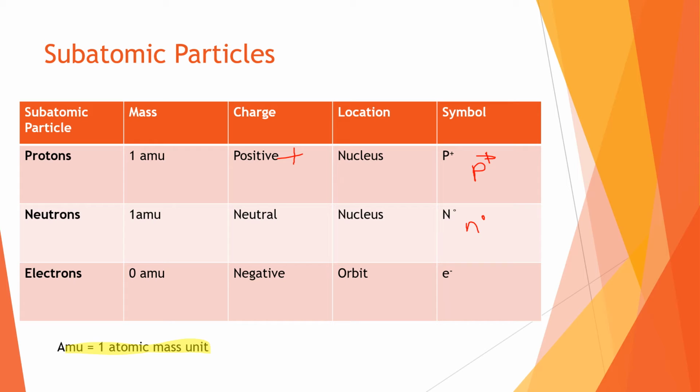Electrons are negatively charged. Okay, they are located only in the orbits that surround the nucleus, not in the nucleus, and we represent that with a little e and then a little negative sign up above.